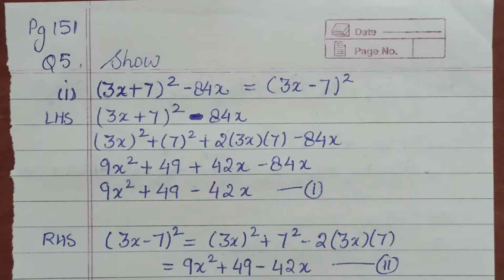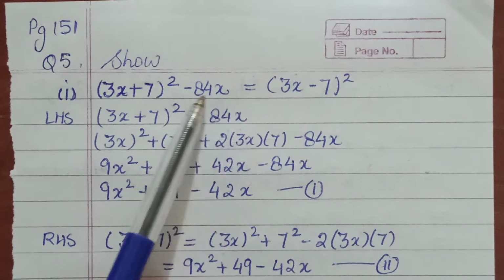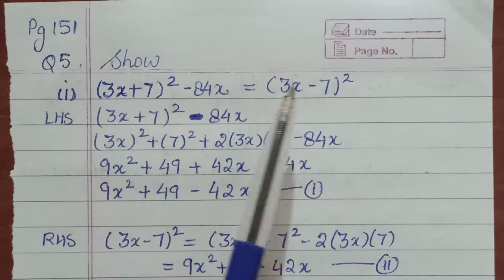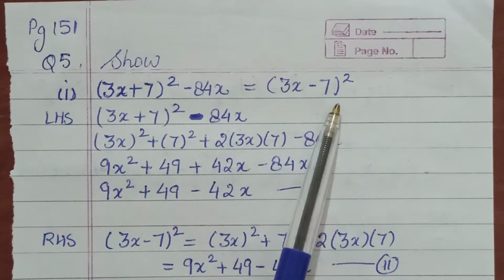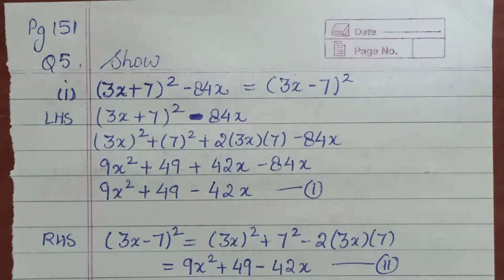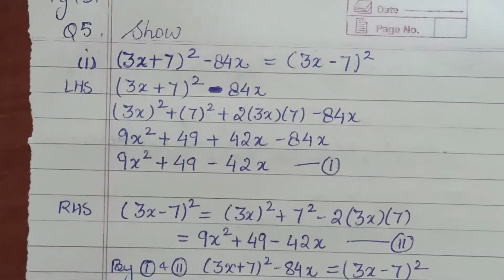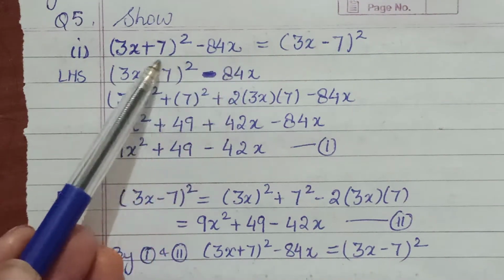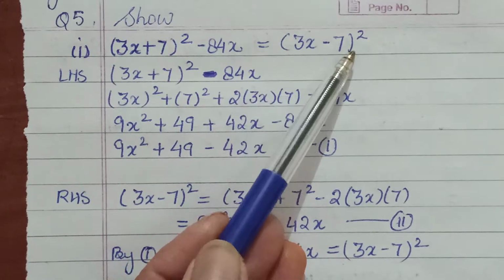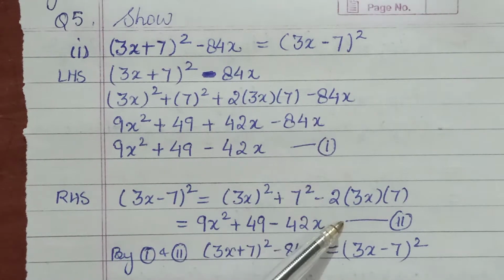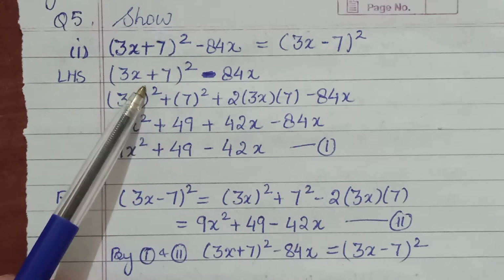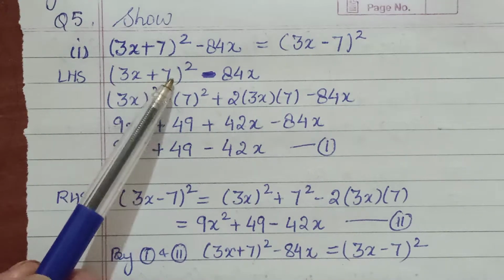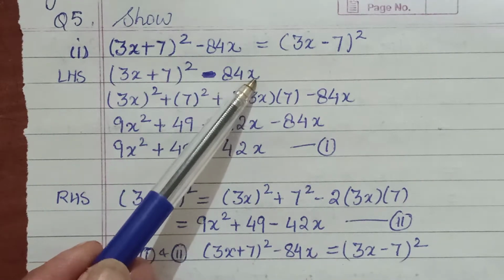Okay, so for that I have started with, see, what comes before equal to is your left hand side, and what comes after equal to is called your right hand side. Children, there are different techniques, but this one I have done by solving both of them separately, left hand side and right hand side, and then we will compare the results. First let us pick up the left hand side expression, which is 3x plus 7 whole square minus 84x.